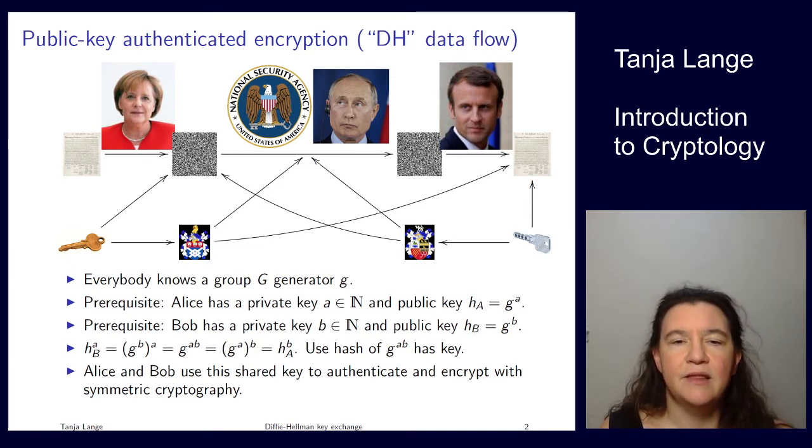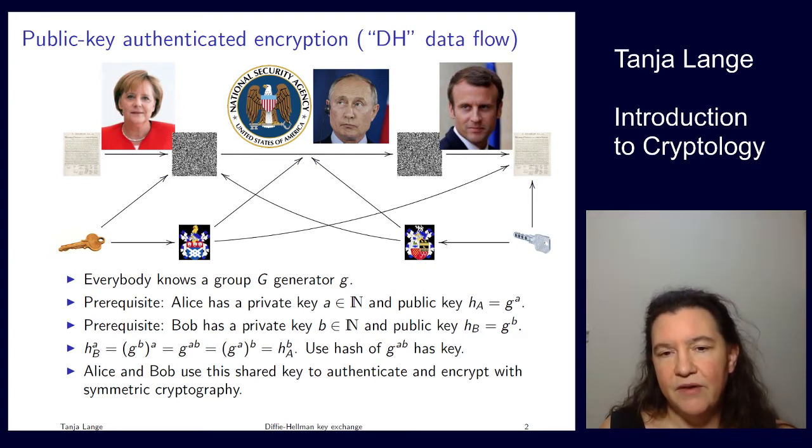And then they take this group element, run it through a suitable hash function, and use that as their key. So then they have their 256 bits plus whatever. They need their block cipher or stream cipher key, and they need their MAC key. And that is just the hash of this G to the AB.